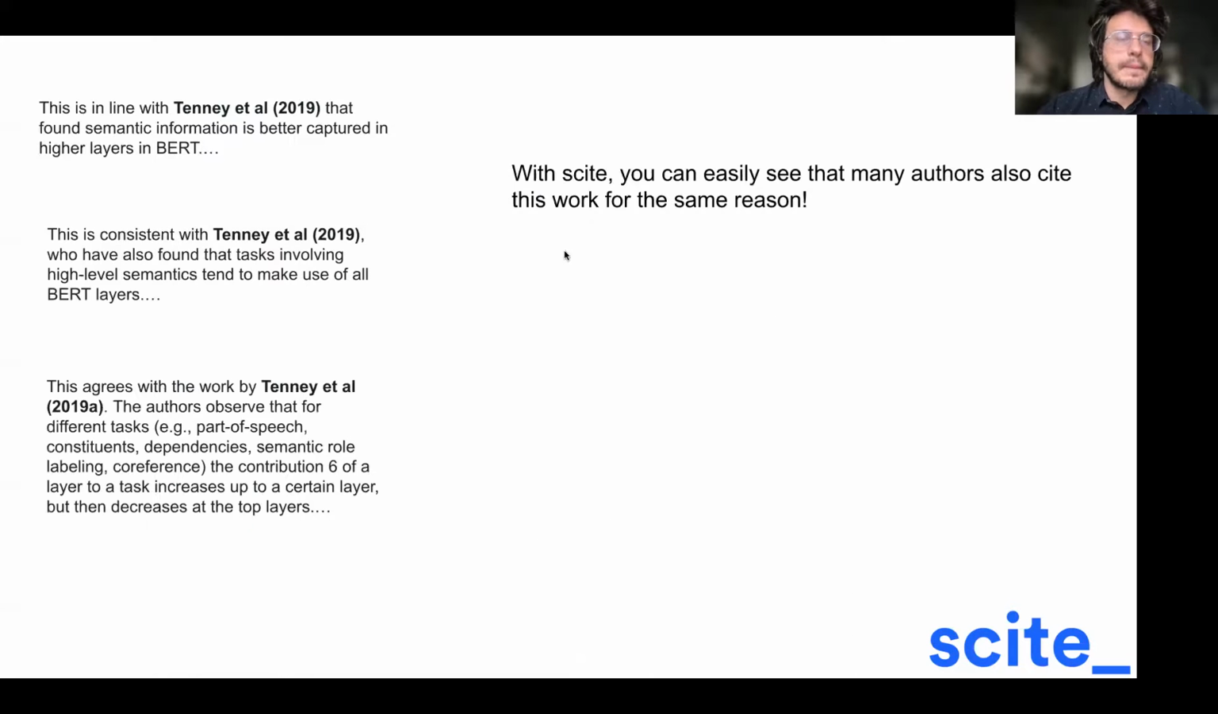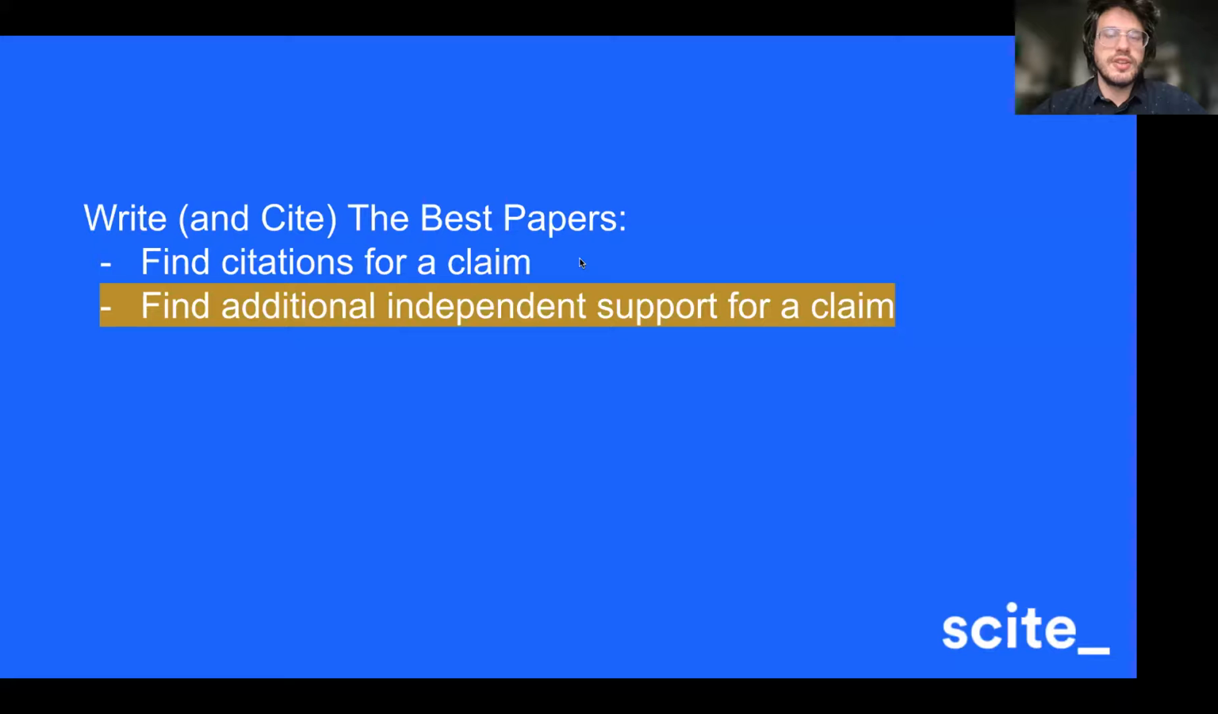And so this is just me copying and pasting these citation statements here, but it's just 3 that not only use, or sometimes they use, Tenney et al. to make the same claim, but they also have experiments that show the same claim under a different experimental design, or have replicated it. So with Scite, you can easily see that many authors also cite this for the same reason, and so it's an appropriate citation. So that's around the idea of finding citations for a claim.